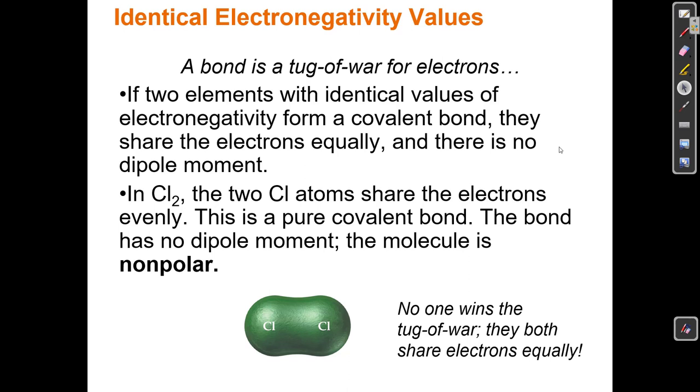So in Cl2, for example, one chlorine atom is over here, one chlorine atom is over here, there is a bond between them, and there's an electron that this chlorine brings and an electron that this chlorine brings, and they're both pulling. It's true that they're both pulling on the electrons, because every atom always pulls on electrons, but the atoms pull on this electron equally because the Cl and Cl have the same electronegativity, because they're the same atom. So we call this type of bond, where nobody wins the tug of war, nonpolar. Nobody wins, nonpolar.